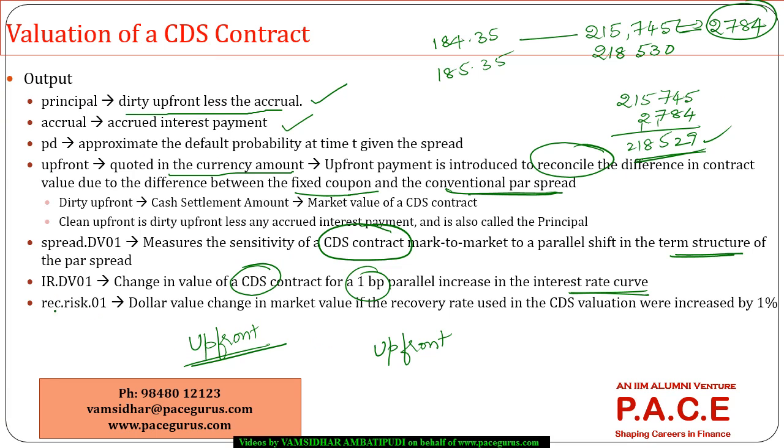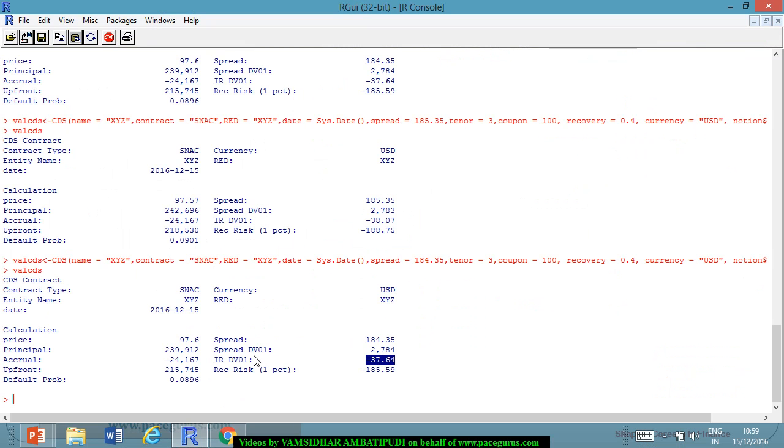dollars. And similarly, if the recovery rate increases by 1%, what is the change in the value of the upfront premium? If the recovery goes from 40 to 41, I see that the upfront will fall by 185. $185 would be the typical fall in the upfront premium if the recovery rate increases by 1%. Now this is how we get the calculations.